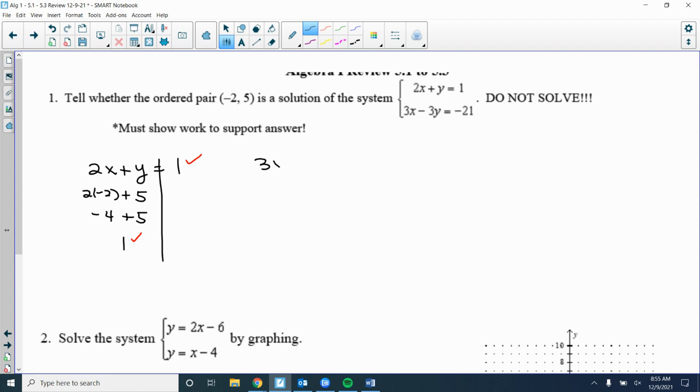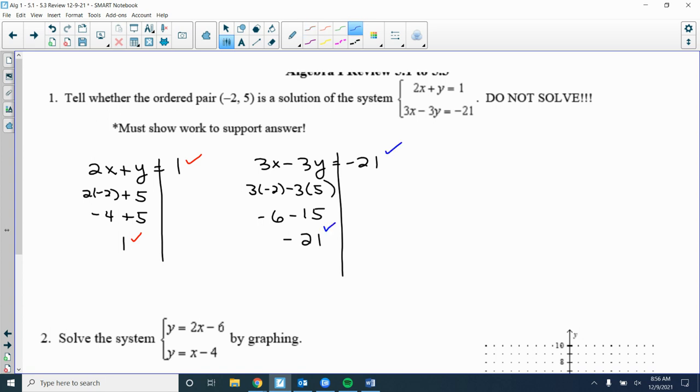So I got 3x minus 3y equals negative 21. Replace x with negative 2. Replace y with 5. Now watch you don't make just a careless arithmetic error. Multiply that. What are we going to have underneath there? We're just going to keep working straight down. What is 3 times negative 2? Negative 6. Then what? Negative 15. Yep, negative 15. And negative 6 minus 15 should give me negative 21.